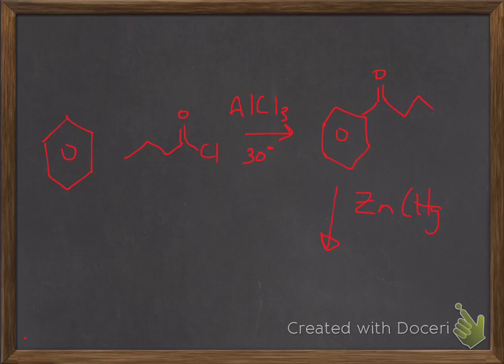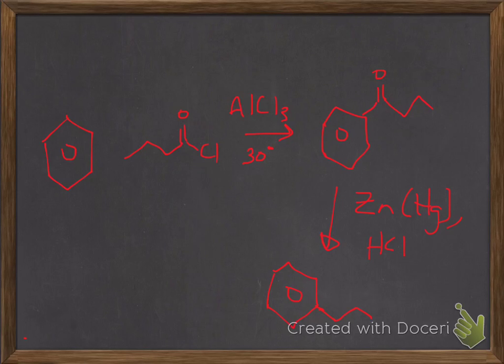Now, if you want to do the Clemmensen, you would just add the zinc, mercury. Zinc is actually the one that does the reduction. The mercury is made into an amalgam, sort of like the way they used to do the silver mercury amalgams for dental fillings, in the presence of hydrochloric acid. And you end up with your butylbenzene.